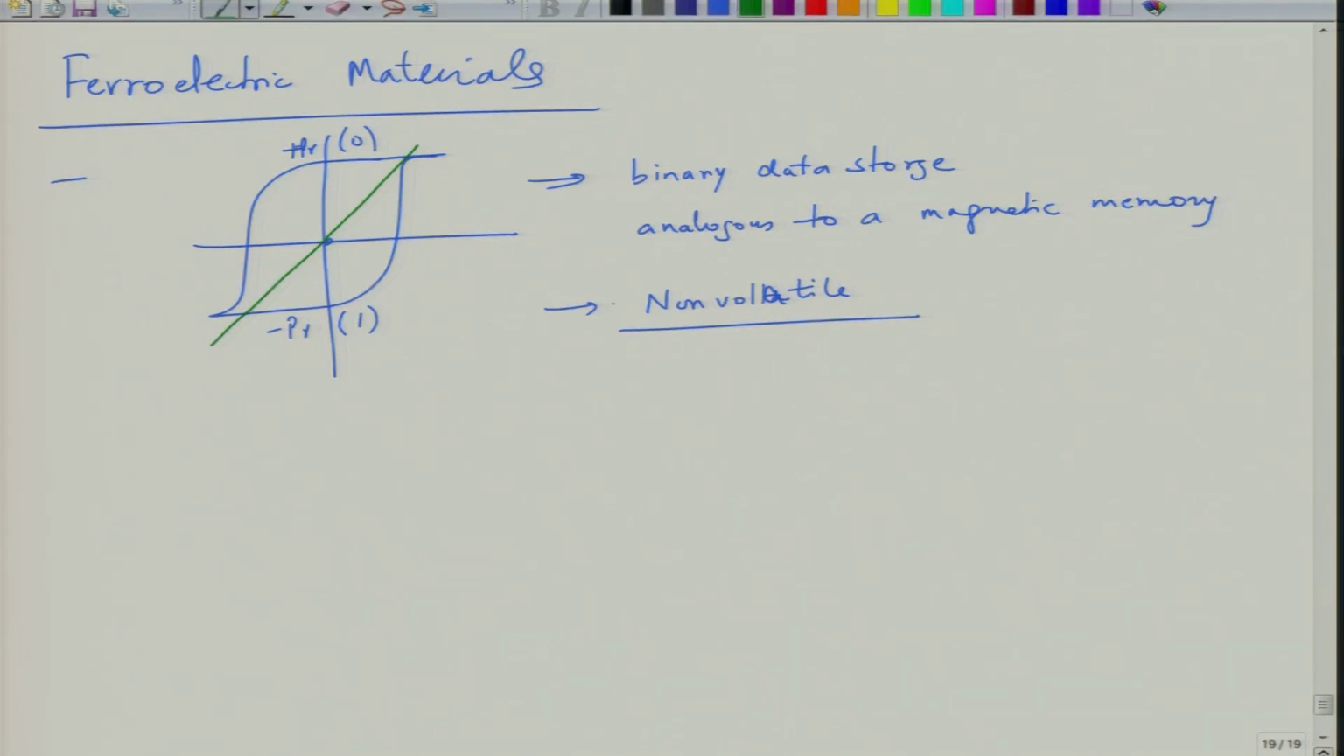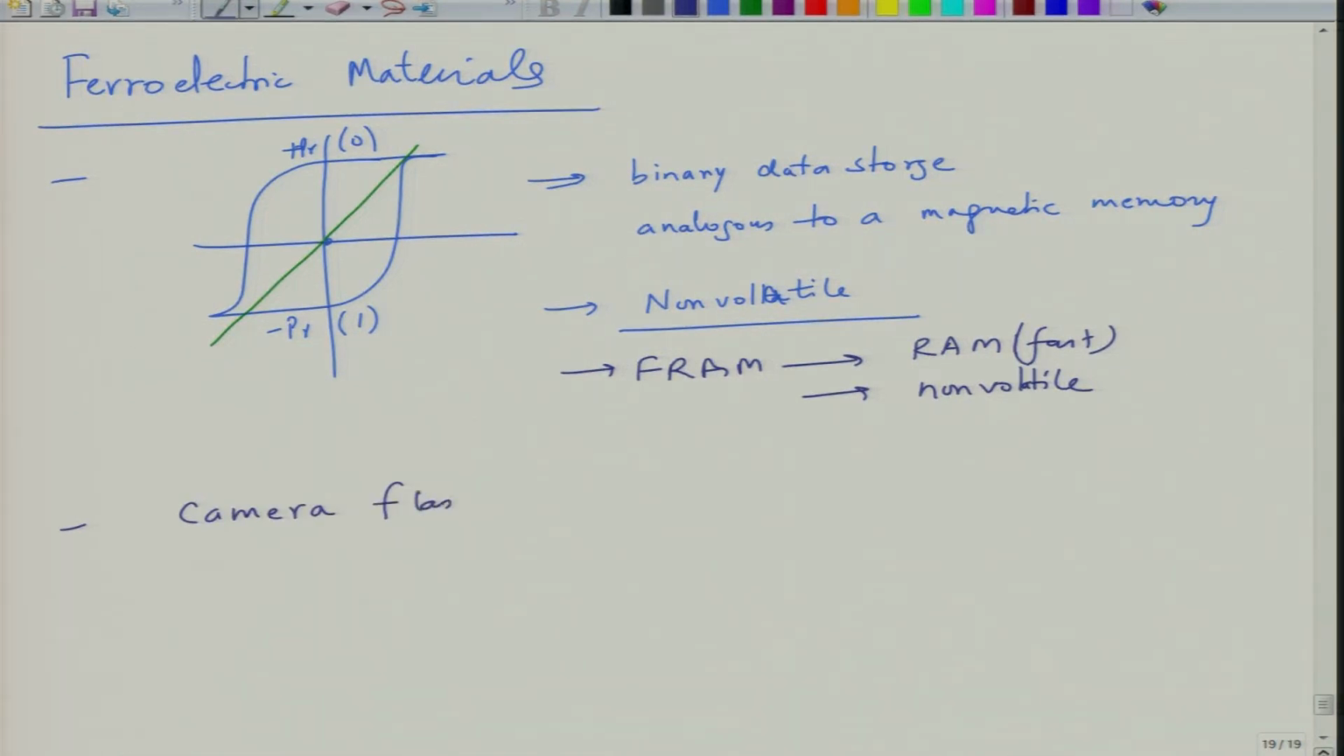So, if you can make a ferroelectric random access memory, it will do the function of RAM because it is fast, but it will also be non-volatile, which means it will not lose the data. And ferroelectrics are also used for simple applications like camera flashes, etc., and they are of course used as piezoelectrics and pyroelectrics. So, this is what we have done in this course.